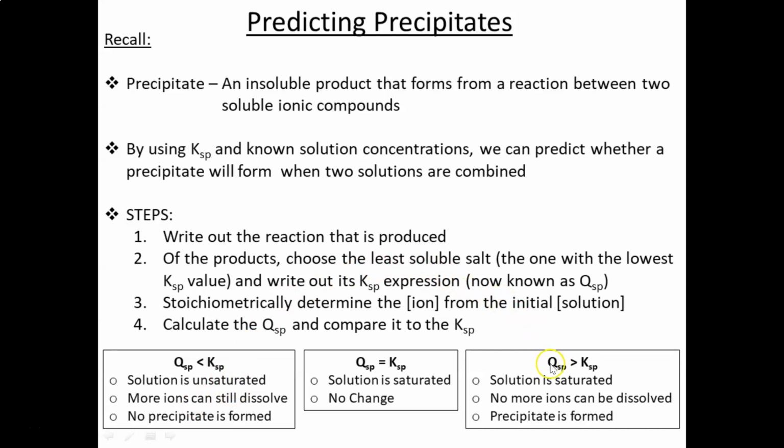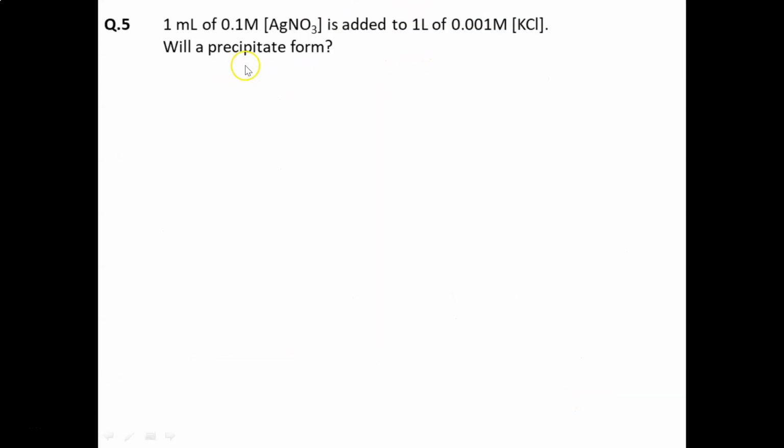Versus if the QSP, how much I have, is greater than the KSP, how much I'm allowed, that tells me I've dissolved more than I'm allowed to have, and so there will be excess sitting around as a solid instead, otherwise known as a precipitate. So let's take a look at a sample question over here.